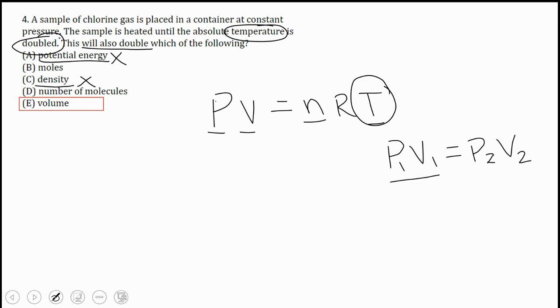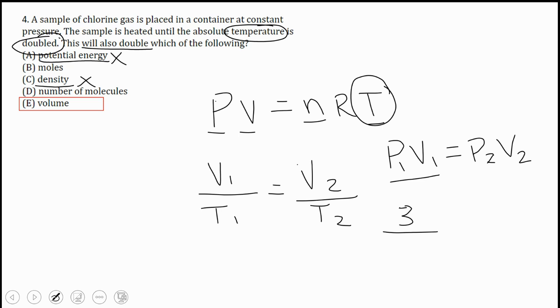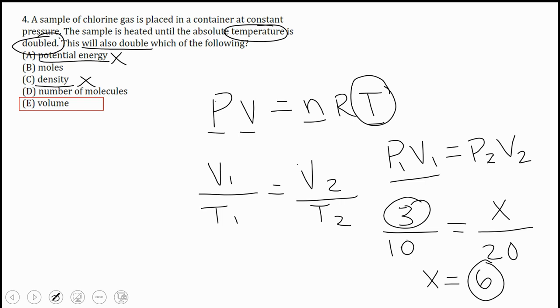So if you look at V1 over T1 equals V2 over T2, I just substituted numbers in here. If my initial volume was, say, 3, and I'm not going to put units here, but we could say liters, and my initial temperature was, again, just making up random numbers, say 10, then how does my volume change if my temperature is doubled? When I solved for x, I got x to be 6. So if I went from 3 to 6, that was also doubled. That gives me volume as the final answer.